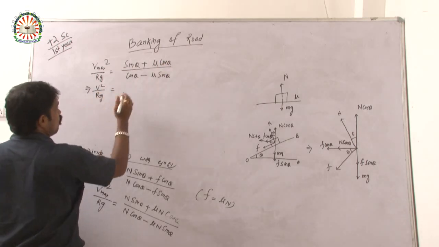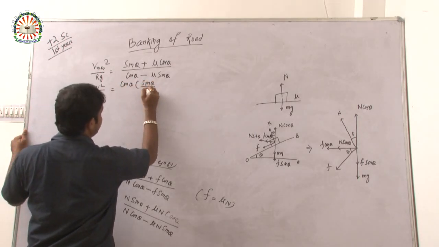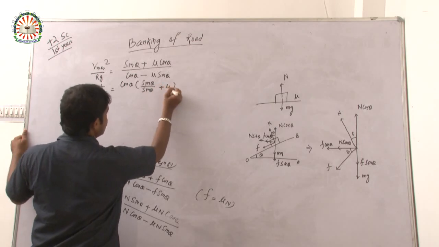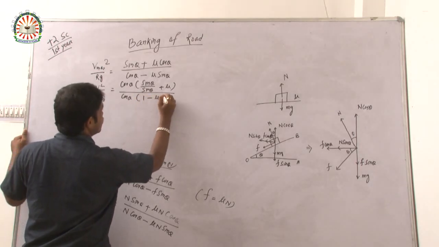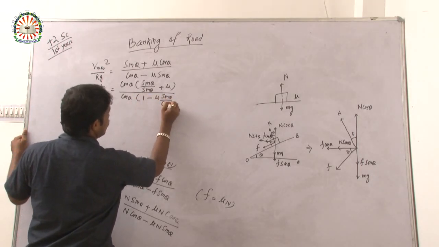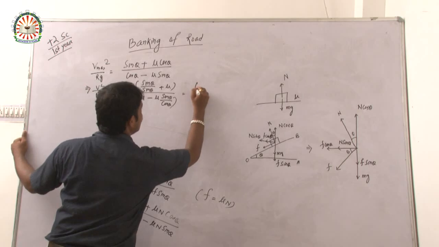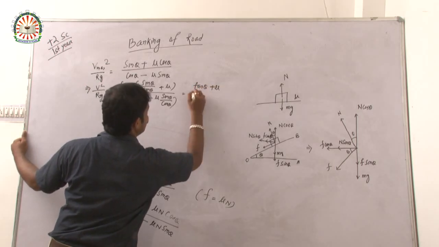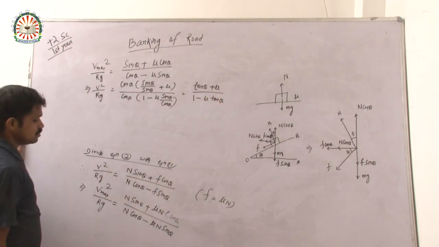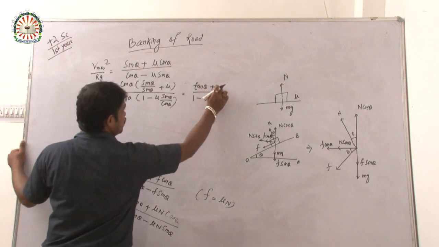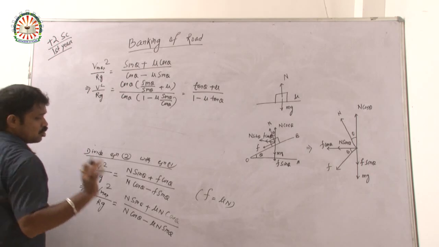Now very simply I can convert it. v square divided by rg: if I take cos theta common, I can write sin theta divided by cos theta plus mu, whole divided by 1 minus mu sin theta divided by cos theta. The cos theta cancels out, so that becomes tan theta plus mu divided by 1 minus mu tan theta. Understood? And listen very carefully, this mu is nothing but your coefficient of friction.